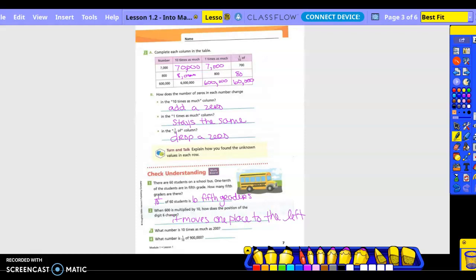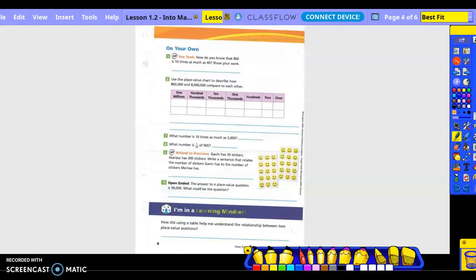What number is 10 times as much as 200? So am I adding a 0, taking off a 0, or keeping it the same? Adding a 0. So it's not 200, it's 2,000. What number is 1/10 of 900,000? So am I adding a 0, taking off a 0, or keeping it the same? Taking off a 0. So instead of 5, I'm going to have 4 zeros, and then come back in and add my comma. On your own, number 5, use tools.